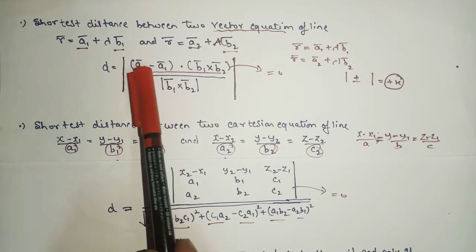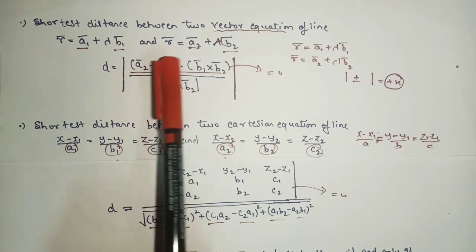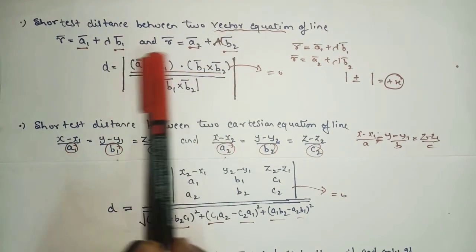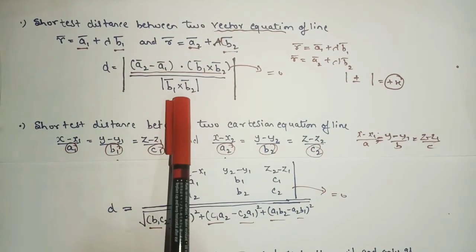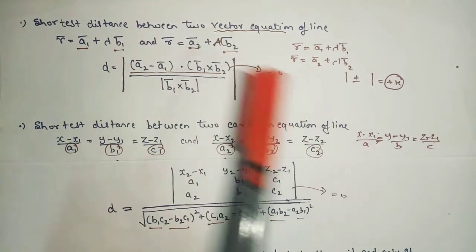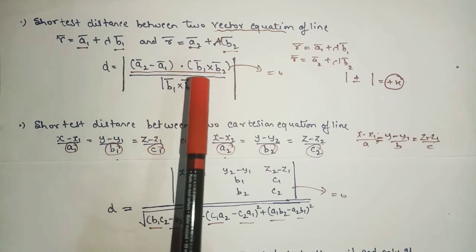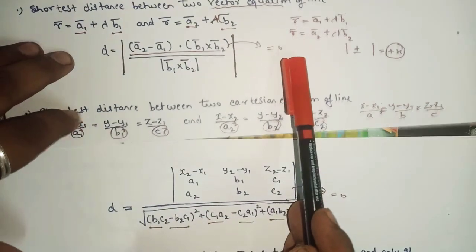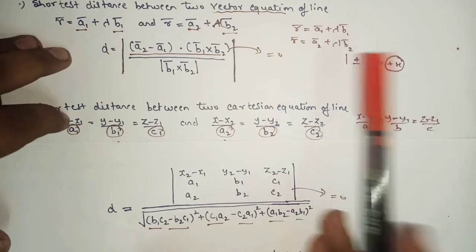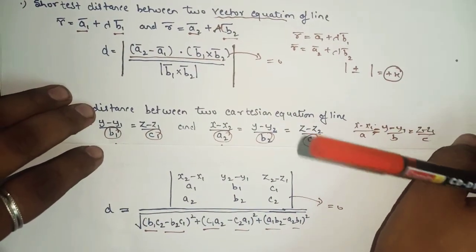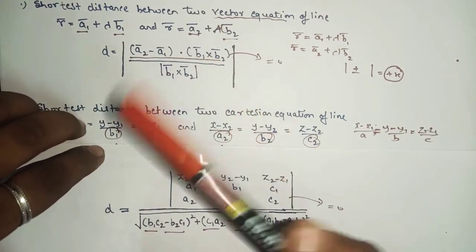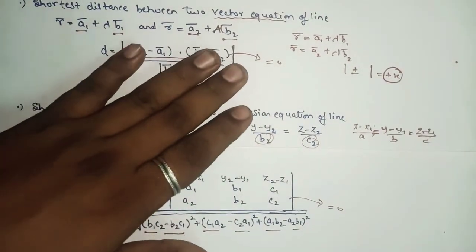So here the first step will be what? You will find a2 minus a1. After that you will find b1 cross b2. After that the dot product between these two, and then the magnitude of b1 cross b2. After finding all the values, simply substitute them, and as we know, all of it lies inside the mod. So whether the answer is positive or negative, since it is inside the mod, the final answer will be positive only.